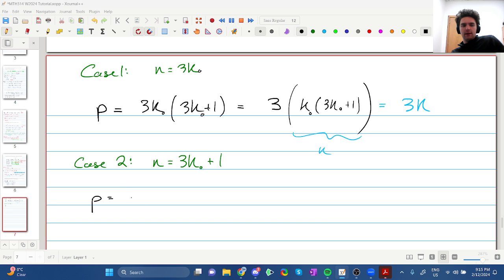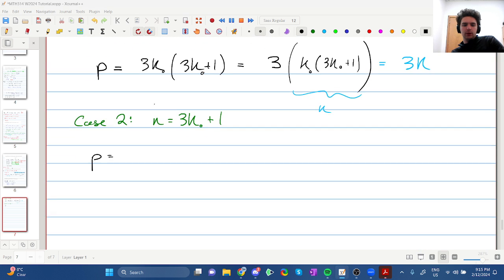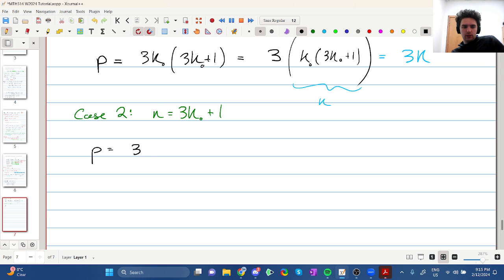So we have it's k times n plus 1. So it's going to be 3k naught plus 1, and then 3k naught plus 2.